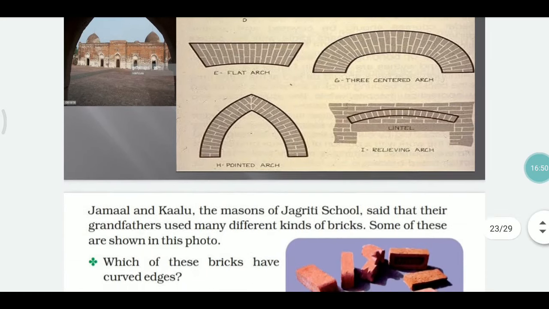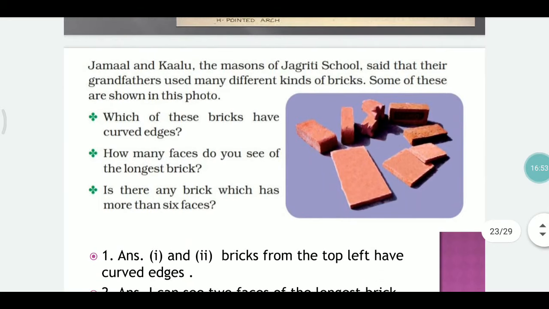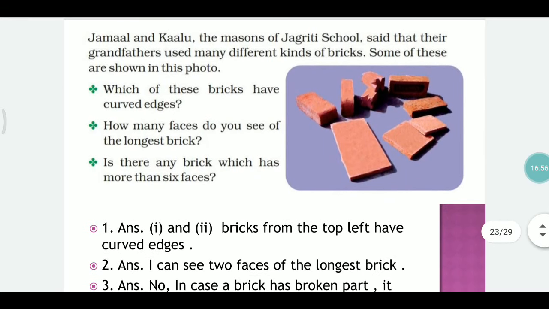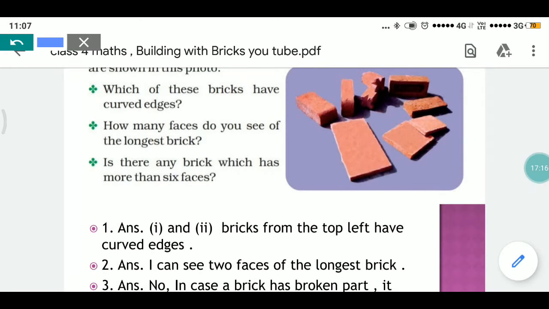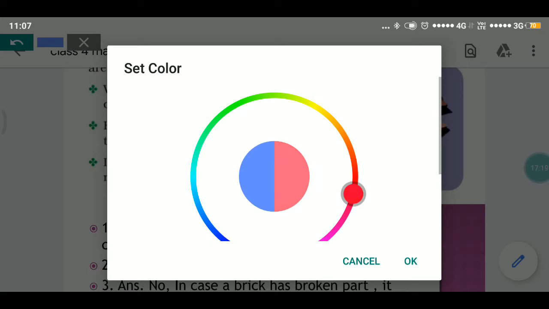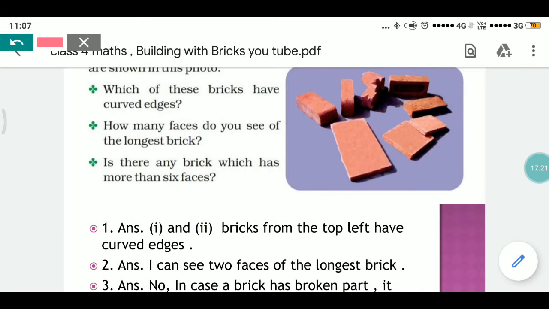Students, friends, my dear friends, next move to page number 23. Jamal and Kalu, the masons of Jagriti school, said that their grandfathers used many different kinds of bricks. Some of these are shown in this photo. Which of these bricks have curved edges? How many faces do you see of the longest brick? Is there any brick which has more than 6 faces? First question, students. Which of these bricks have curved edges?